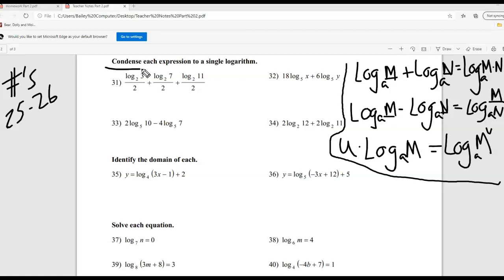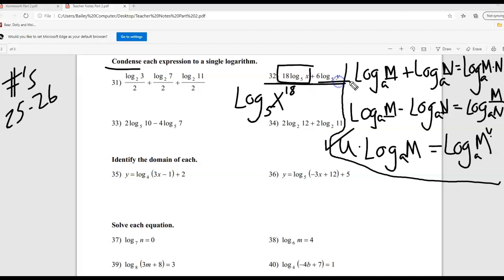All right. Let me start off with an easier one here. Let's start off with 32 first. Okay. Well, taking a look at this piece only, I can apply this rule down here. This rule down here, the third one, says that when you have your log being multiplied by something, you can make it become a power of the argument. So I'm going to rewrite this log on number 32 as log base 5 of x to the power of 18. Okay, so that would be that one.